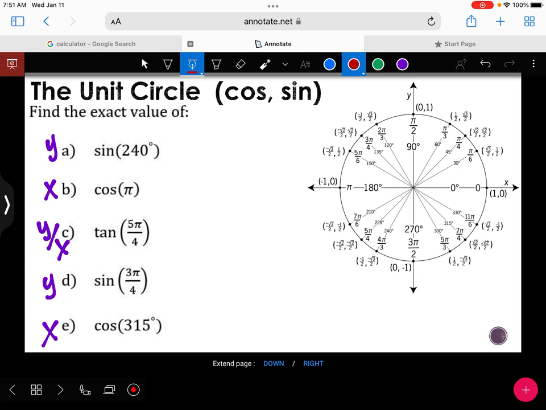So C is the only one that requires some work. But A, B, D, and E, those should be fast.